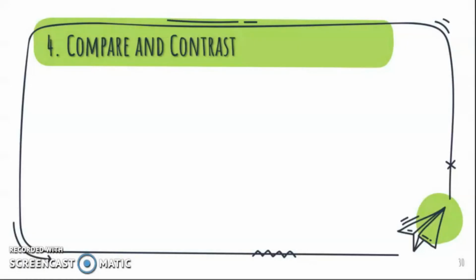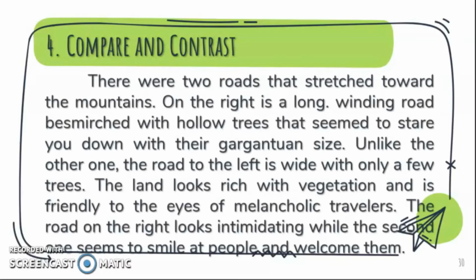The fourth one is compare and contrast. In this pattern, the details are arranged according to how two or more things are similar to and different from one another. It is an effective pattern to use when the reader can better understand a subject when it is described in relation to another. Please read the given example silently.